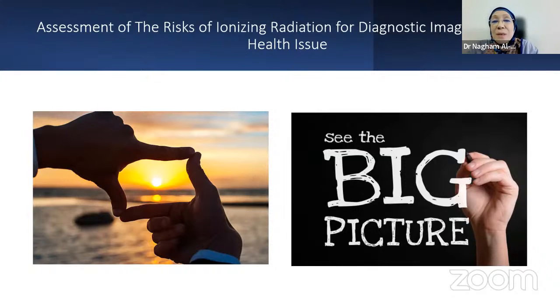The assessment of the risks that are associated with the use of ionizing radiation for diagnostic imaging is an important public health issue. And this is why we are talking about it today. It's a public health issue.